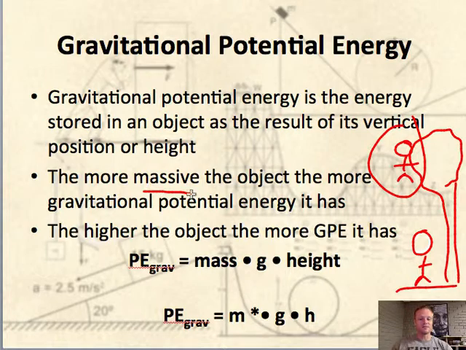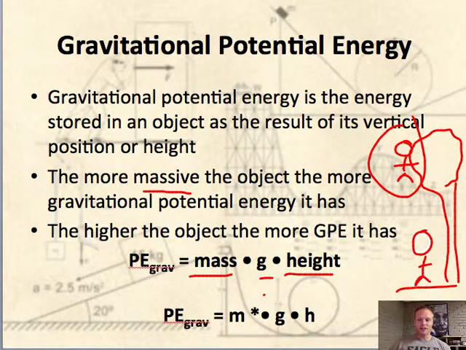The other piece is the amount of mass the object has. The more massive the object is, the more gravitational potential energy it gains per height. So the formula for gravitational potential energy is mass times the acceleration due to gravity, which typically is 9.8 meters per second squared, times the height, or PE equals mgh. Mass times gravity times height. It's a relatively simple formula, but it makes sense. If you're on the third floor of a building, you have much more gravitational potential energy than if you're on the ground level of a building.